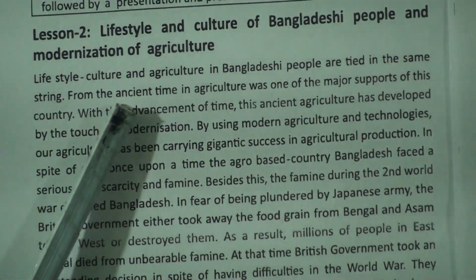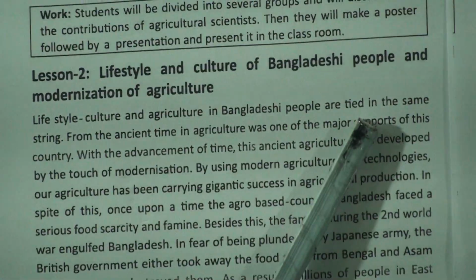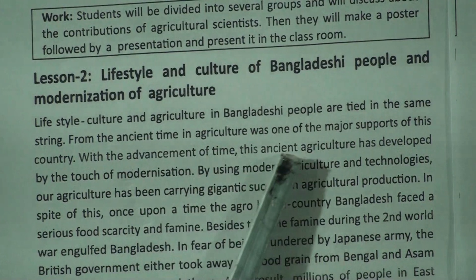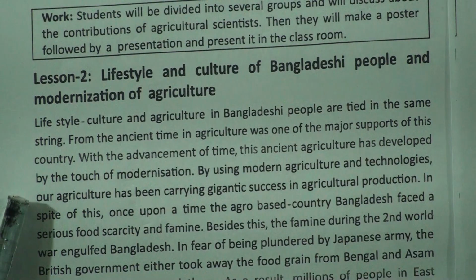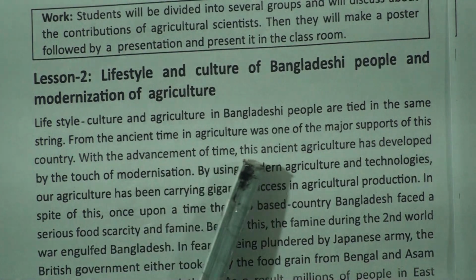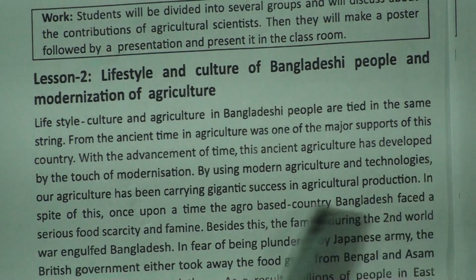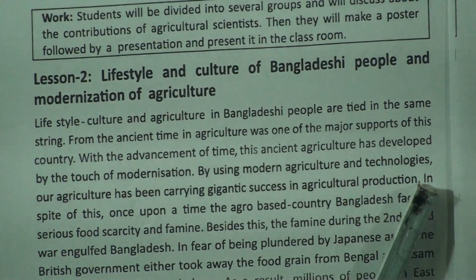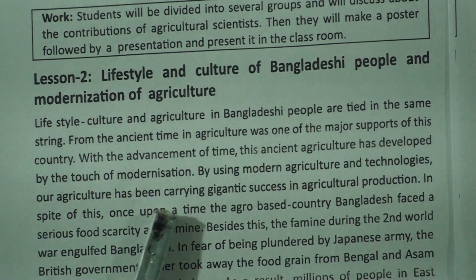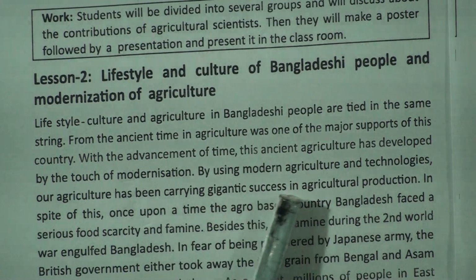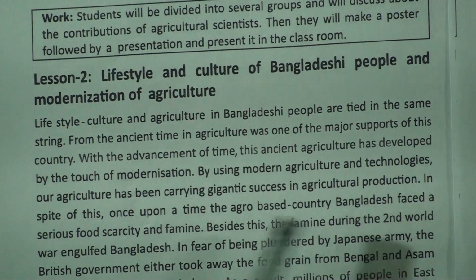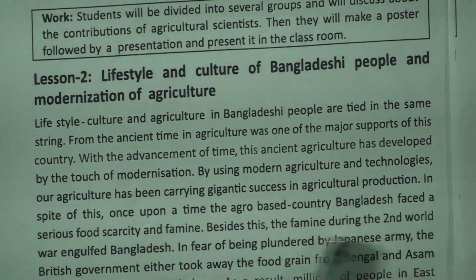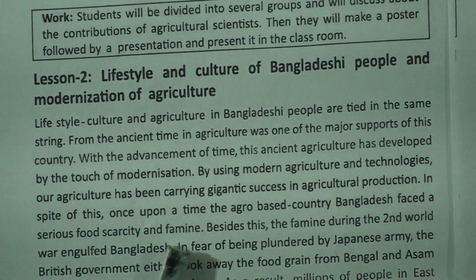The lifestyle, culture and agriculture of Bangladeshi people are tied in the same string. From the ancient time, agriculture was one of the major supports of this country. With the advancement of time, this ancient agriculture has developed by the touch of modernization. By using modern agriculture and technologies, our agriculture has been achieving gigantic success in agricultural production. In spite of this, once upon a time, the agro-based country Bangladesh faced a serious food scarcity and famine.